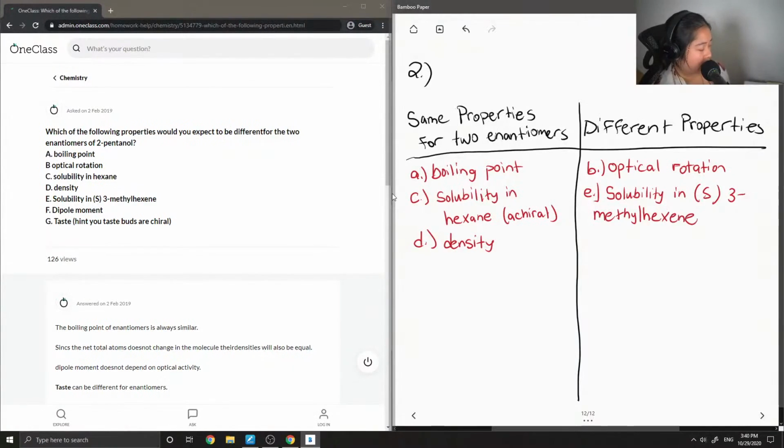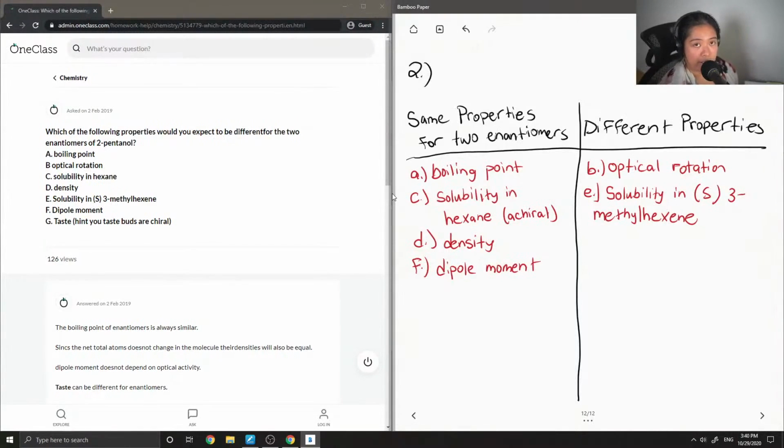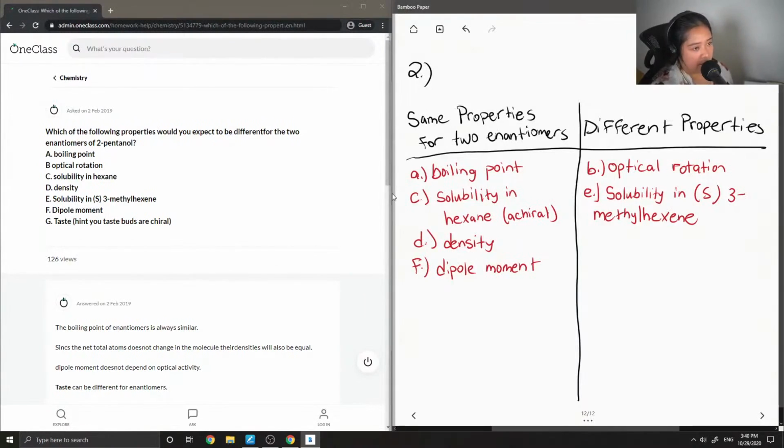Okay, so the next one is dipole moment. This would be the same for the 2 enantiomers. So dipole moment occurs when one atom is more electronegative than the other. So there's an uneven sharing of electrons, and the electrons move toward the more electronegative atom. So if we had 2 enantiomers, since they basically have the same chemical structure, the dipole moment would still be the same no matter what direction it's going. So dipole moment is the same for 2 enantiomers.